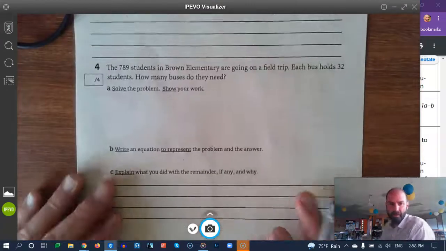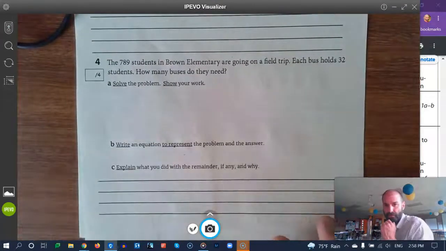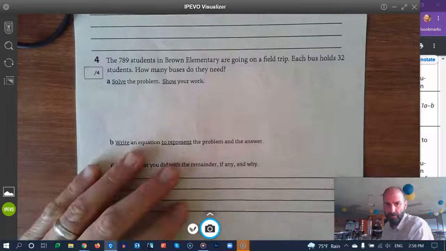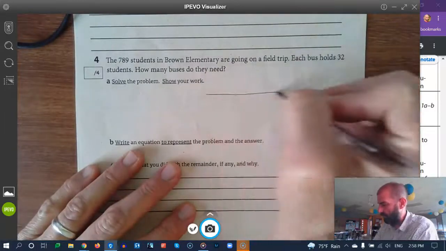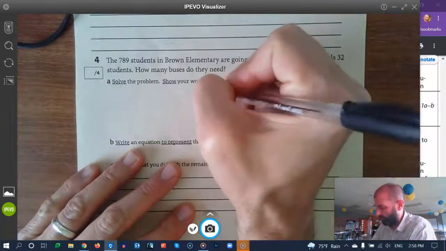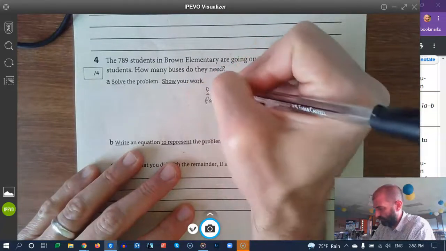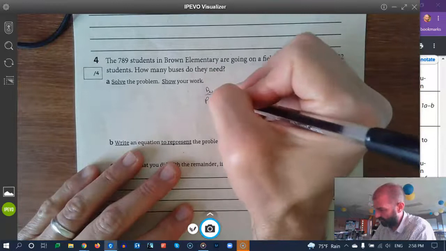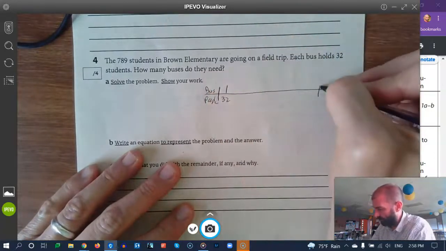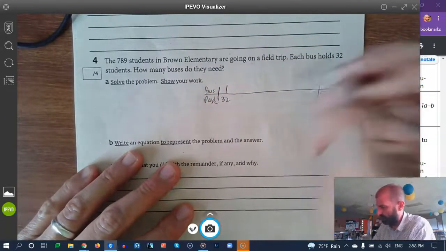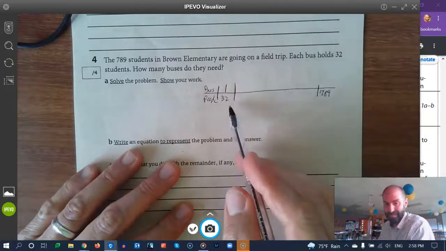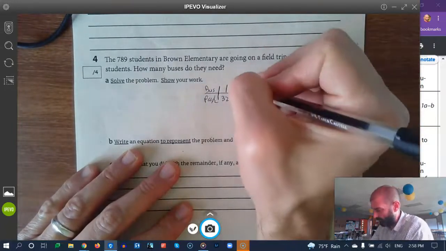Moving on. 789 students in Brown Elementary are going on a field trip. Each bus holds 32 students. How many buses do they need? So you could do a ratio table here. So if I have bus people, we have 1 bus gets 32, and I have 789. So if I do 10, that's 320. 20 is 640.